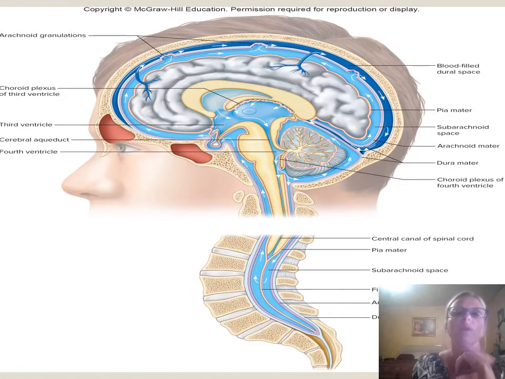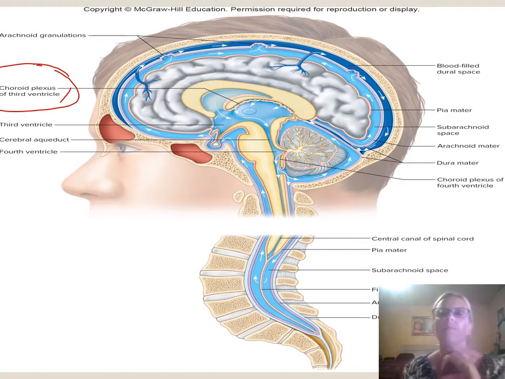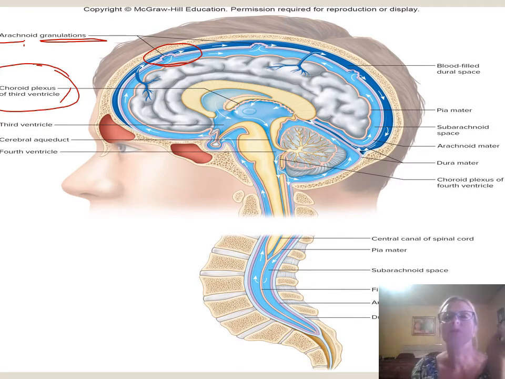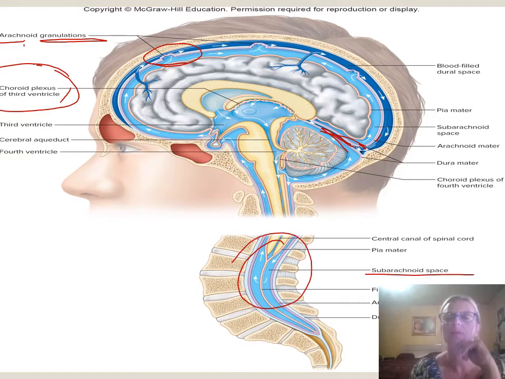All right, so here we have the choroid plexus here. All right, and then here are those arachnoid granulations. You can kind of see them right here. The choroid plexus and the ventricle walls, remember, secrete that cerebrospinal fluid. Most of that fluid is going to circulate and enter that subarachnoid space where it's going to be reabsorbed into the blood. So there's the arachnoid mater, the arachnoid space, and so right below that. You can see it actually right here, the subarachnoid space.